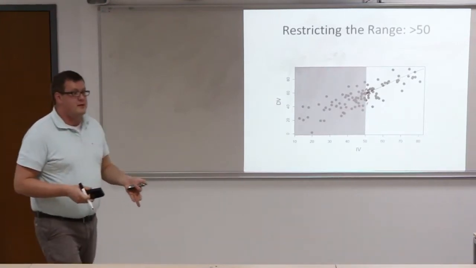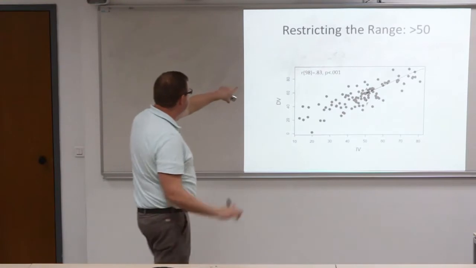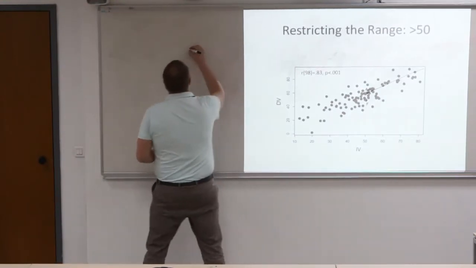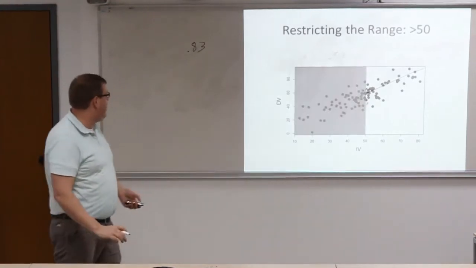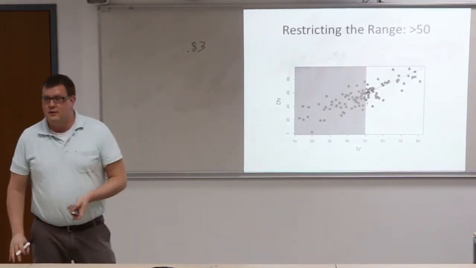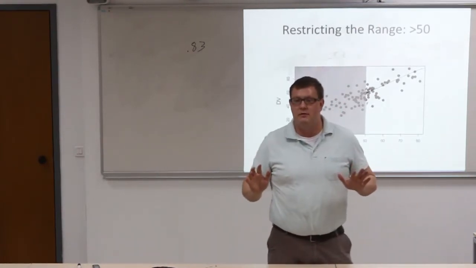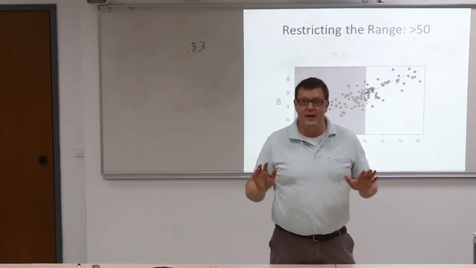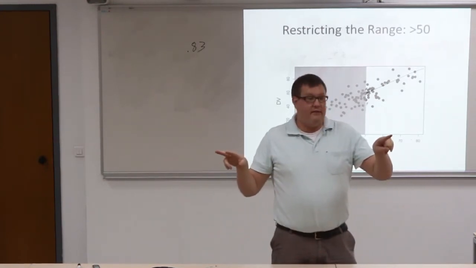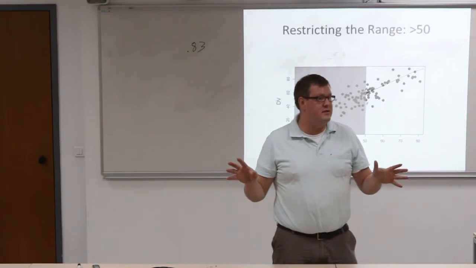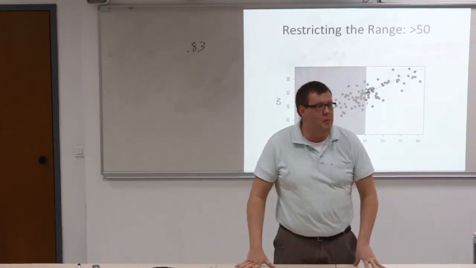Now the question is, how big is this correlation compared to what it was previously? Previously we saw that the correlation was 0.83, and highly significant. When we restrict the range, what happens? Just one more time. Raise your hand if you think it doesn't change. Raise your hand if you think it increases. About 4, 5, 6, 7, 8 of you. Raise your hand if you think it decreases. Nobody.